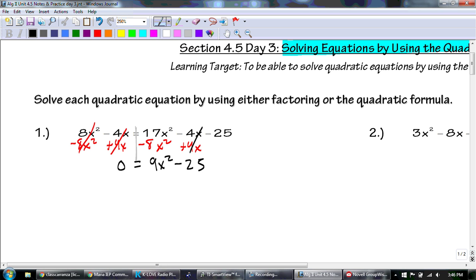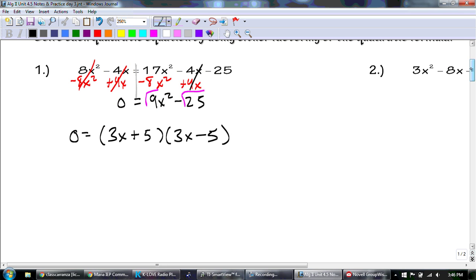Now, that's a quadratic binomial with subtraction, and those are both perfect squares. We can do square roots, okay? So the square root of 9x squared is 3x, I'm sorry. The square root of 25 is 5. And remember, one's a positive, one's a negative, okay? So remember, we could do quadratic formula there, but I think it's a lot easier to solve this.